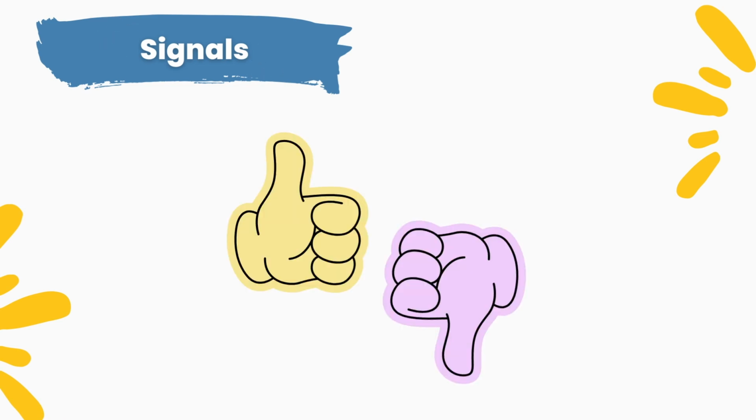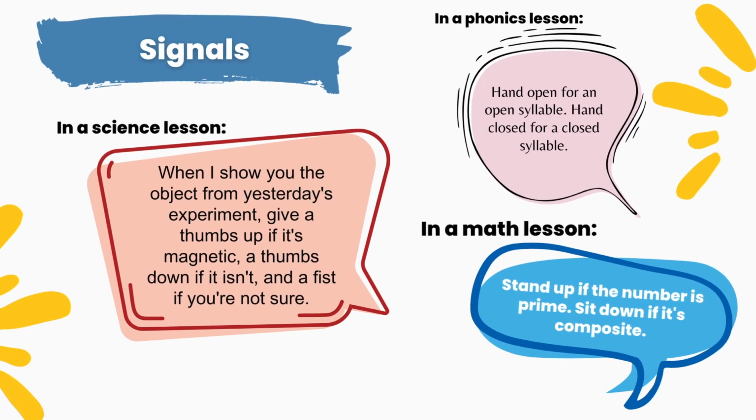Similar to response cards, teaching students signals to answer questions is another quick TDOTR option. Thumbs up for yes and thumbs down for no is pretty versatile, but you can incorporate other movement signals for students to answer questions. Here are a few examples.